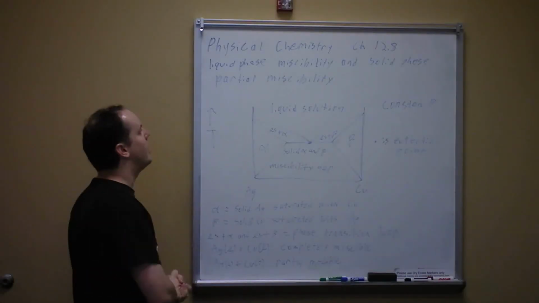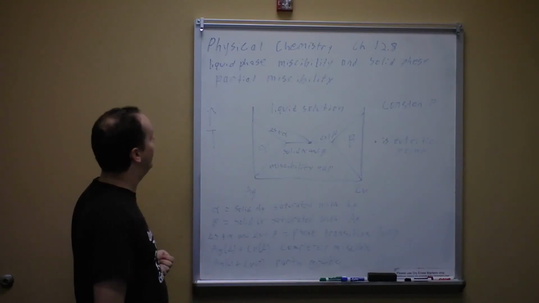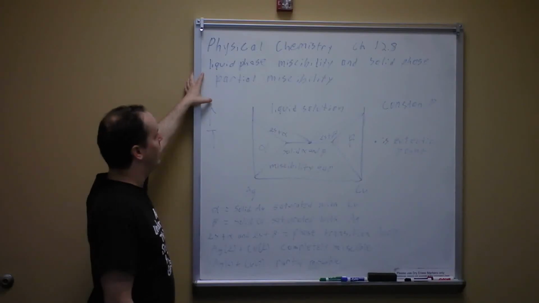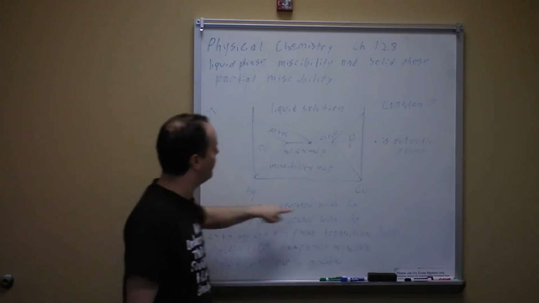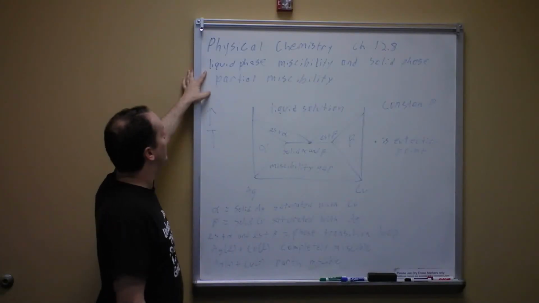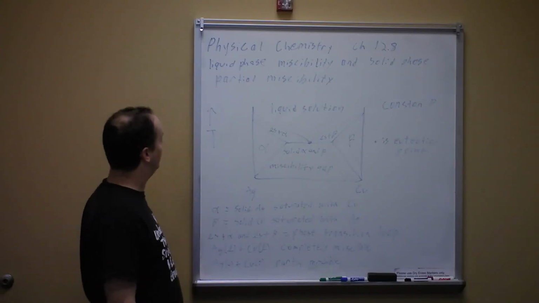Continuing on physical chemistry, chapter 12, section 8. We're still doing phase diagrams. We've got a lot more phase diagrams to talk about. So let's say that we have two substances. We're going to use silver and copper in this example. And they're completely miscible in the liquid phase, but they're only partially miscible in the solid phase.